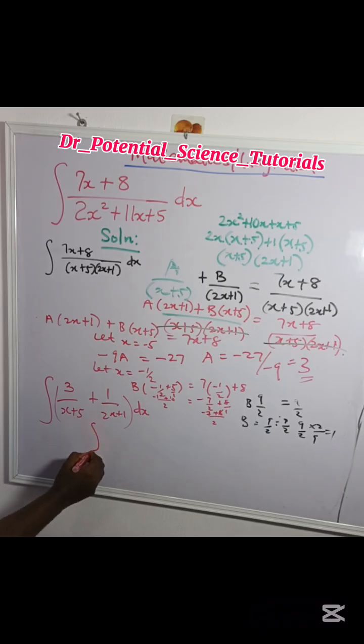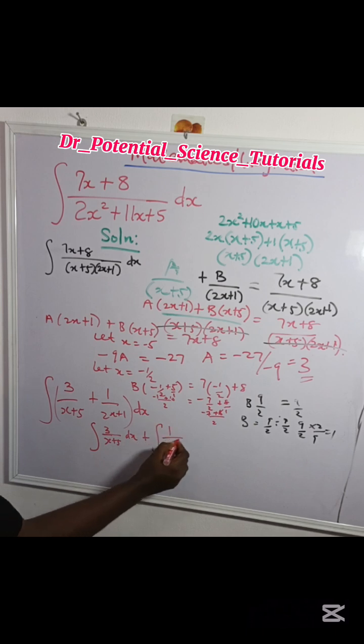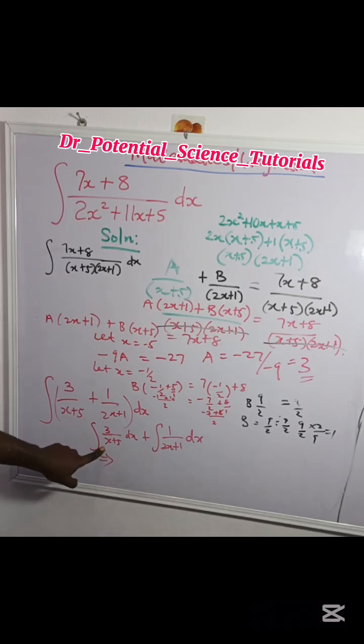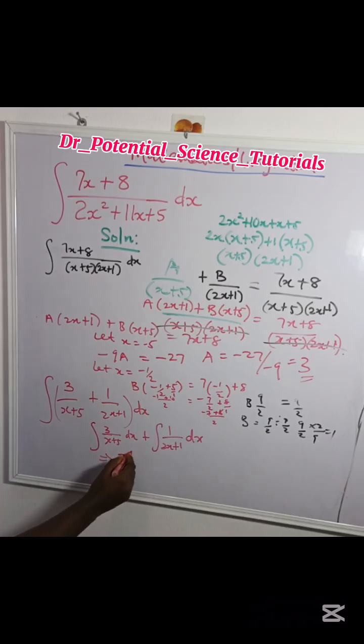So we're going to integrate separately 3 over x plus 5 with respect to x, plus the integral of 1 over 2x plus 1 with respect to x. My final answer. So if you look at the denominator, if I differentiate this denominator, I'm going to have 1. Okay, but what do I need to do? I need to bring this constant out. So that will be 3 ln x plus 5.